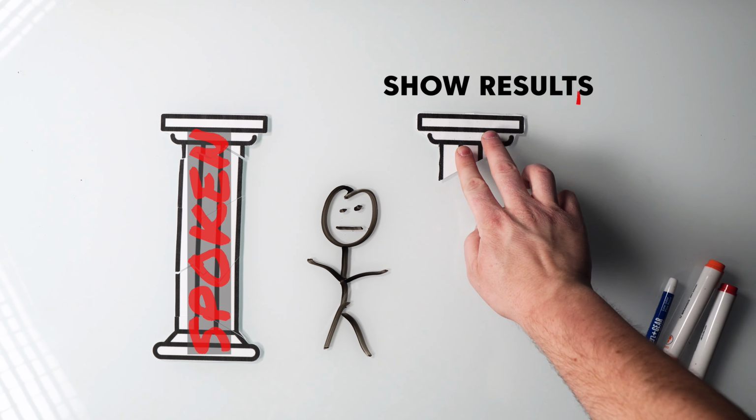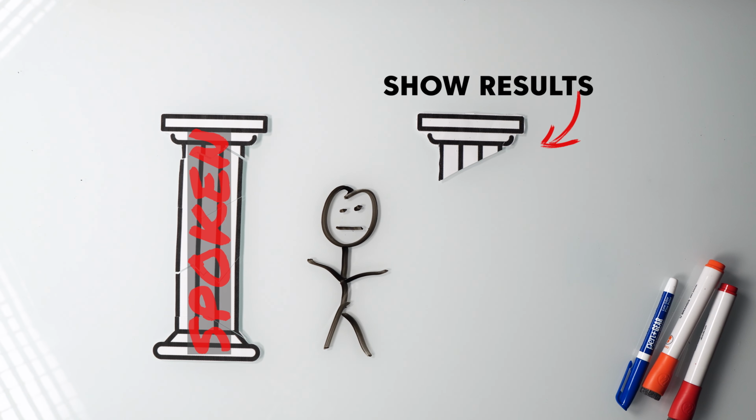The first one is to show results up front. This is one of the most engaging ways to keep viewers watching. Mark Rober does a great job of this. Take a look at this clip and see exactly what he does to show the result of what he promises in the video right up front.